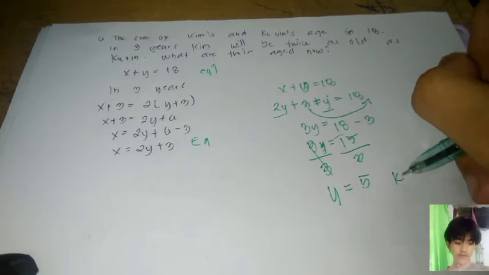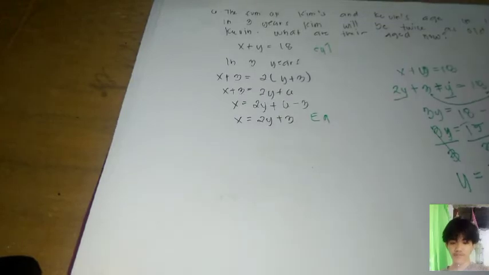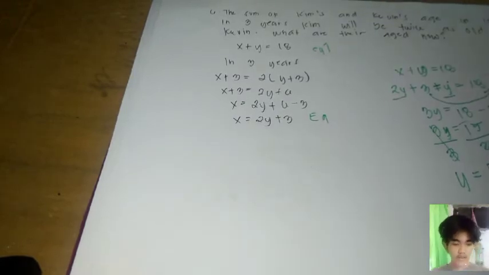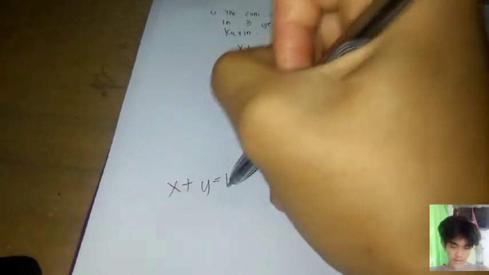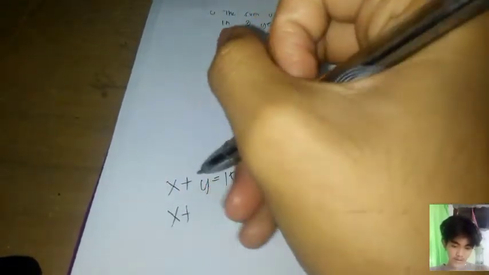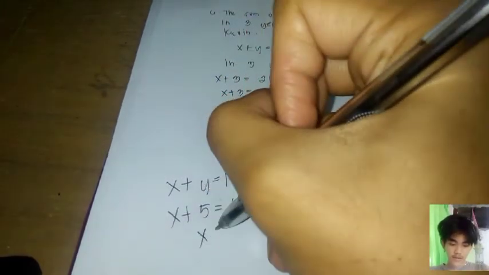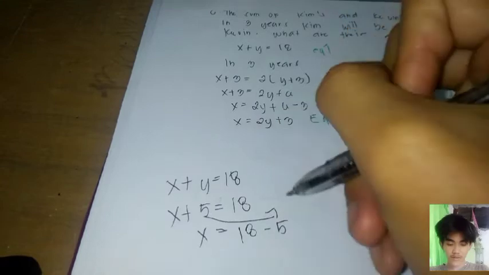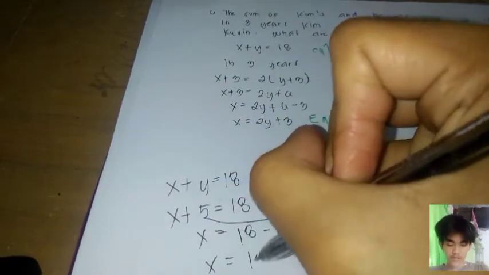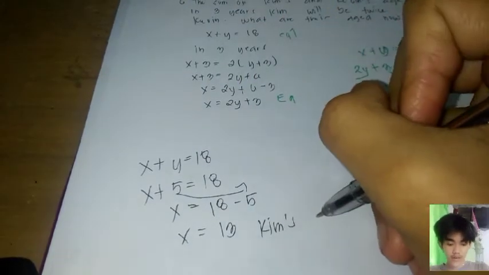So this is Kevin's age. After we get Kevin's age, let's change the y into 5. So our equation is x plus y equals 18. Let's change the y into 5, and let's transpose the 5 to the other side. So we have 18 minus 5. So x is equals to 13. That is Kim's age.